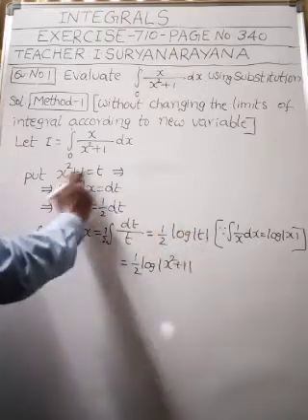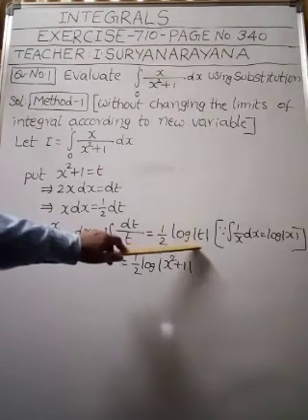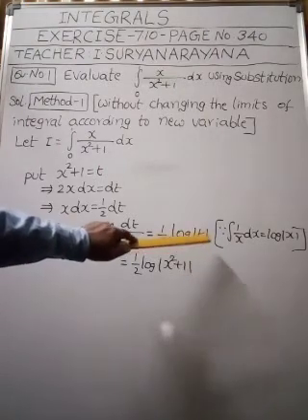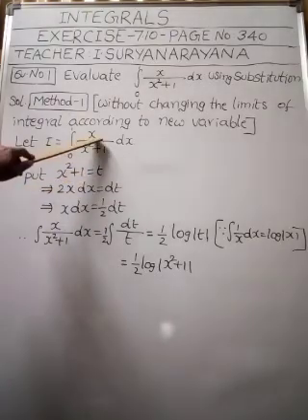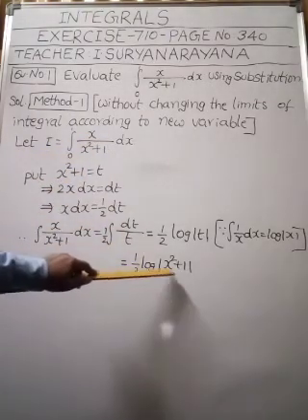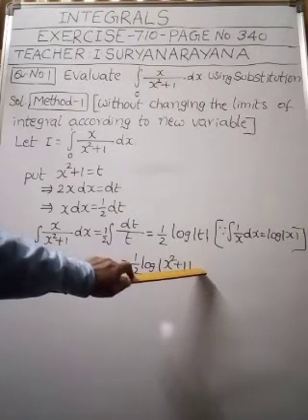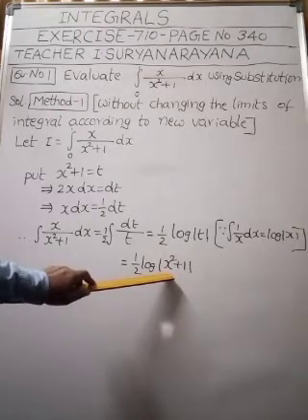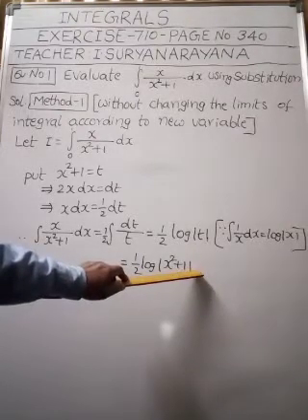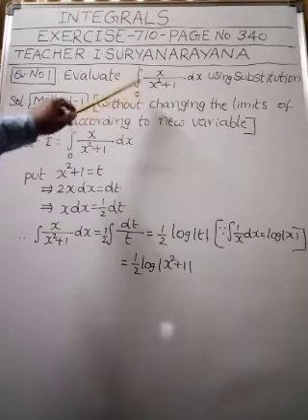The t value we resubstituted. Here we got the answer in terms of t, and again we are rewriting this variable into the original variable. The original variable is x. So 1 by 2 log mod x square plus 1. Here there is no need to write a constant of integration. The integration part is over. Actually, in an indefinite integral we add a constant of integration, but here no need, because we are evaluating definite integrals.